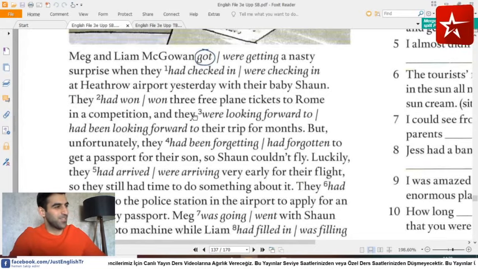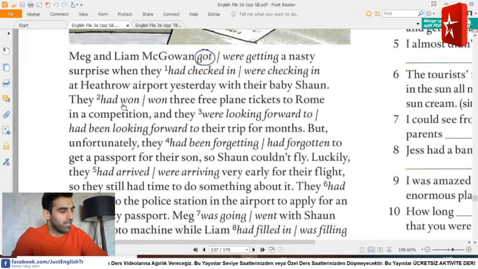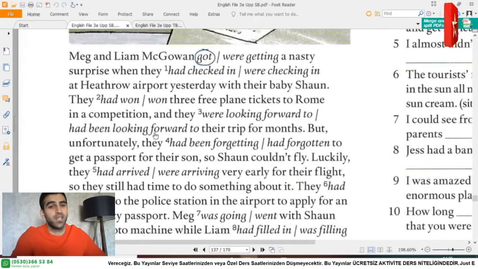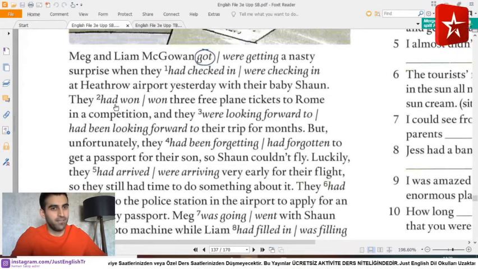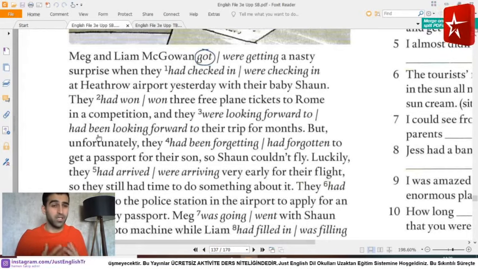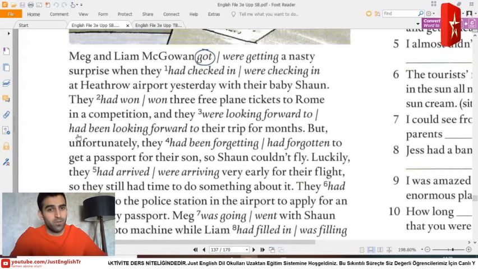Everyone is waiting for the correct answer. Okay, let me tell you. Number 2, as I told you, had won. The number 3, the correct answer is had been looking forward to, because we have past perfect here, and if we have a past perfect, we should use past perfect continuous, not past continuous. Because when we are talking about longer continuous situations, we must use past perfect continuous tense. Okay, so let's continue with number 4.